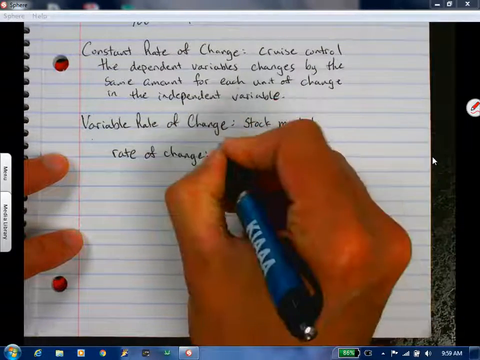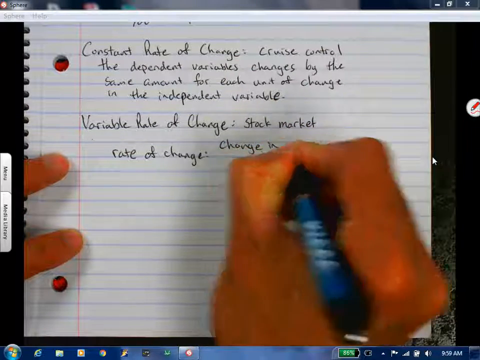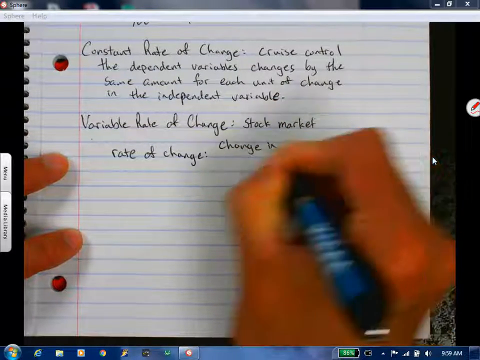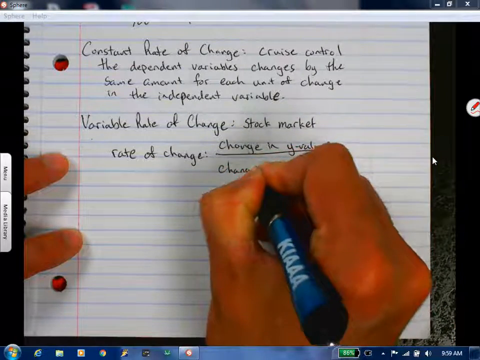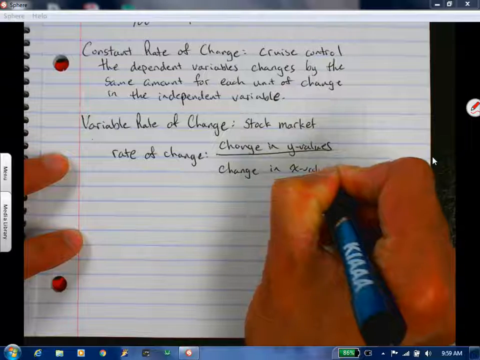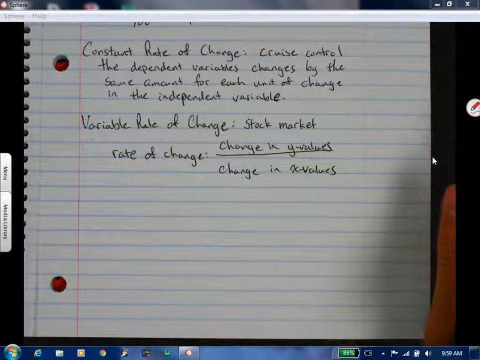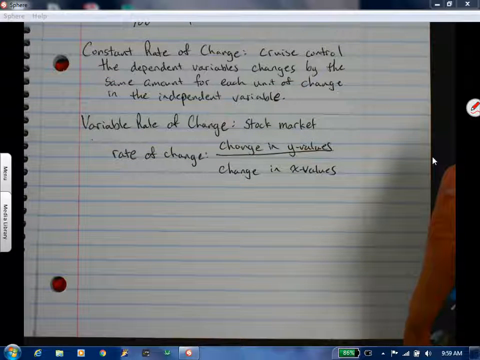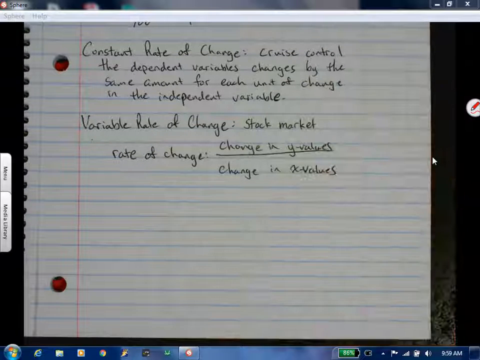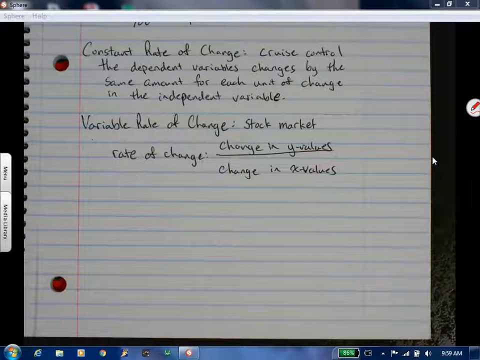Remember, the rate of change is the change in the y values divided by the change in the x values. Okay. Do you all remember the slope formula using that? You want me to go over that at all? I think that's usually something hit pretty hard in junior high. So if you have questions on it, please let me know.